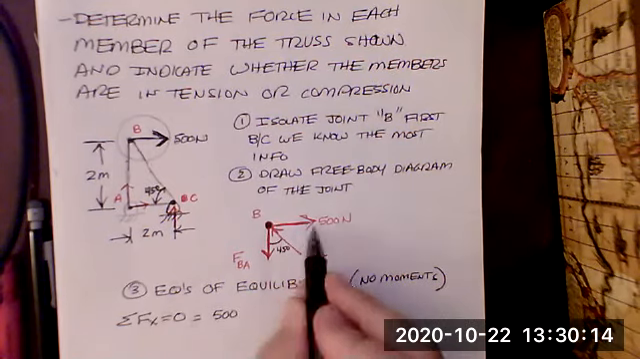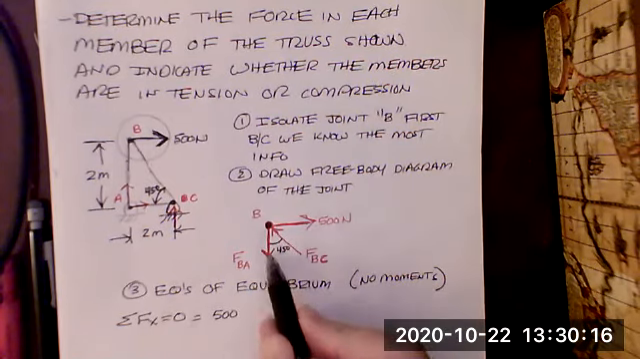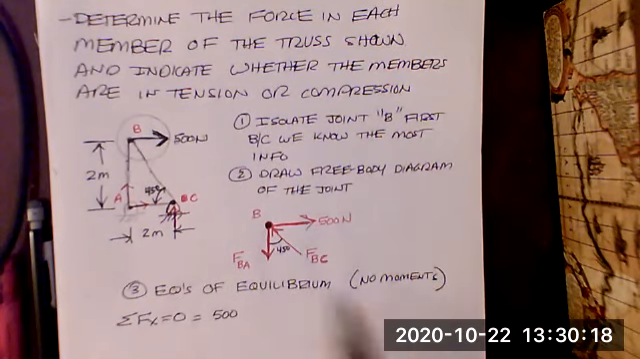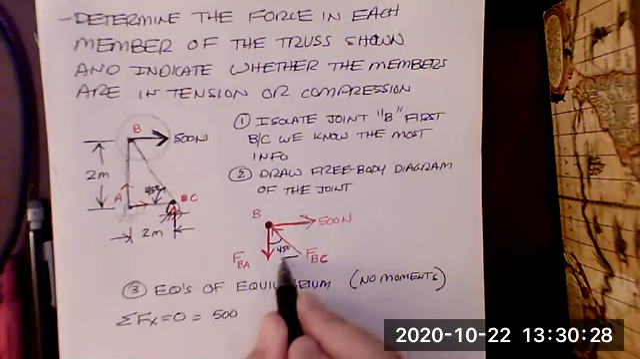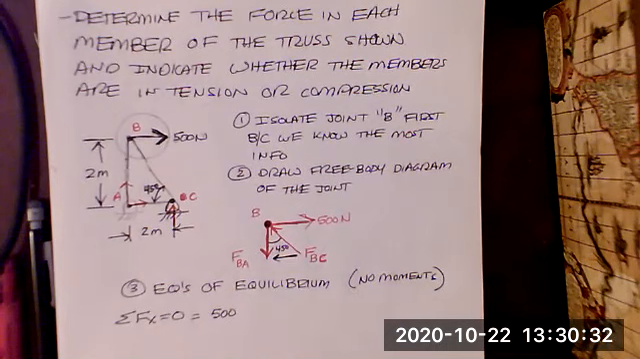That's going to the right. This doesn't have a horizontal component, so we're not worried about FBA. Now, we obviously want this component here, that component of FBC. We don't need the vertical component, we just need the horizontal component.